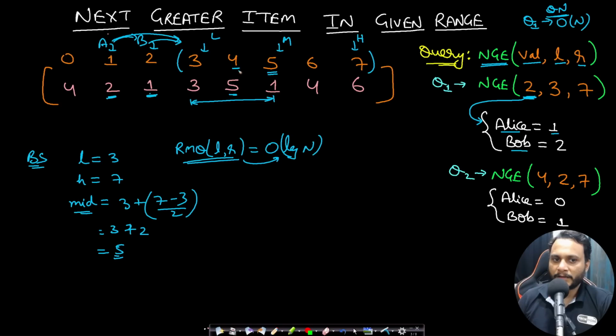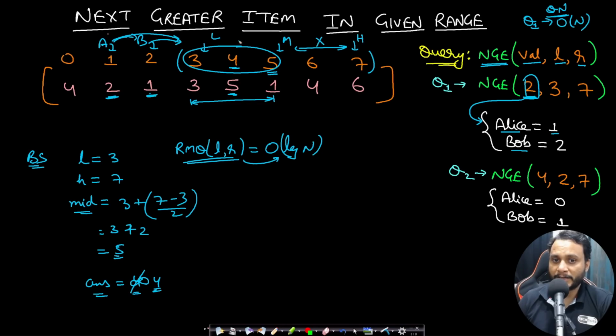Now what item was I searching for? I was searching for something greater than 2, and at index 4 I found an item which is greater than 2, isn't it? So I will save it in our answer. So my answer will be 4 now. It was initially infinity and I will update it to 4. Since I could find a next greater item in the first part from low to mid, I don't need to search in this area.